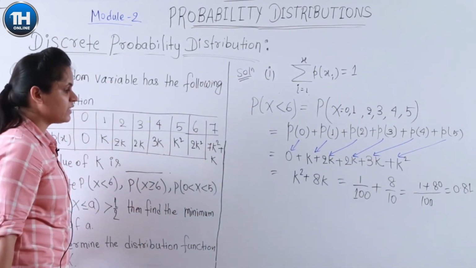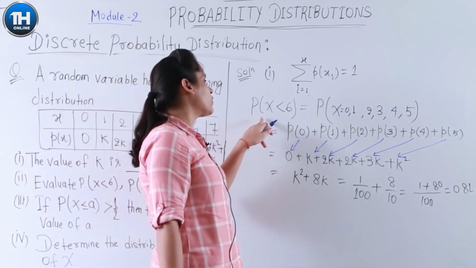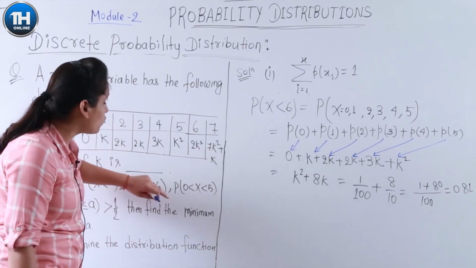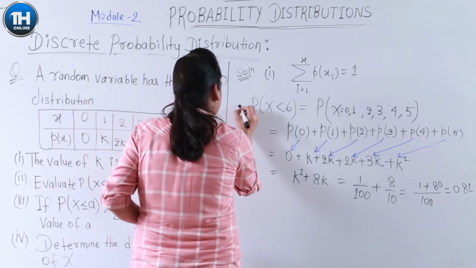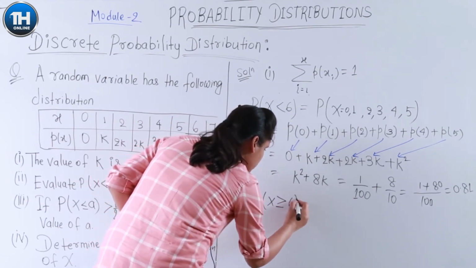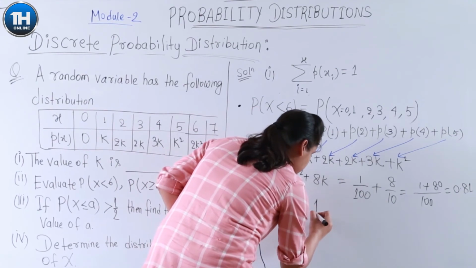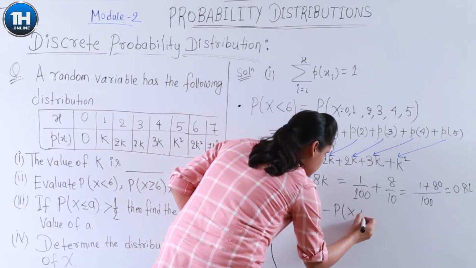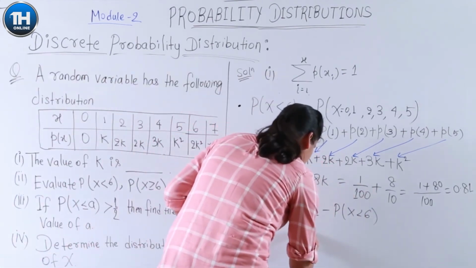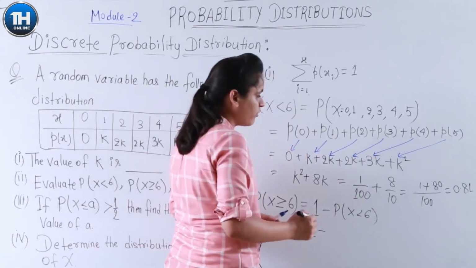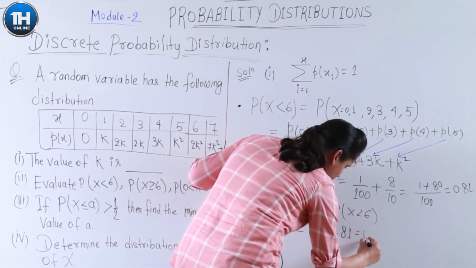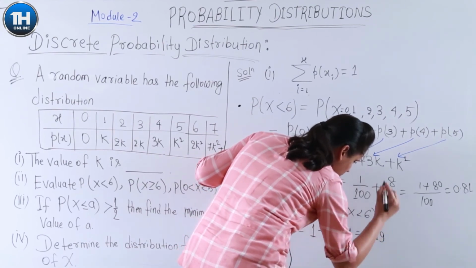Now what are they asking? x greater than or equal to 6. Up to here we have included x less than 6, we have not included 6. Here it is greater than or equal to 6. So P of x greater than or equal to 6 is, using the negation rule, 1 minus P of x less than 6, because the sum of all is 1. We have already calculated P of x less than 6 as 0.81, so this comes to be 0.19.